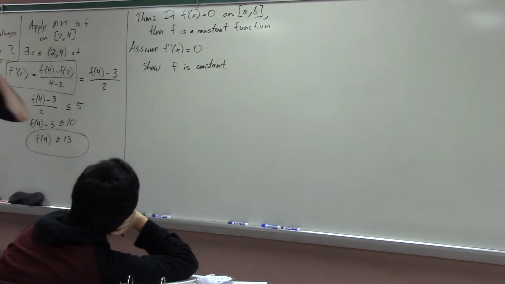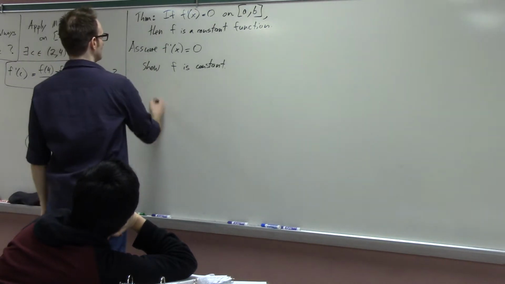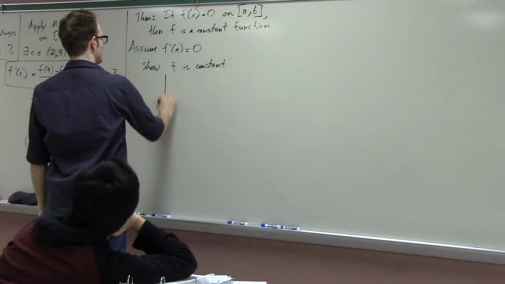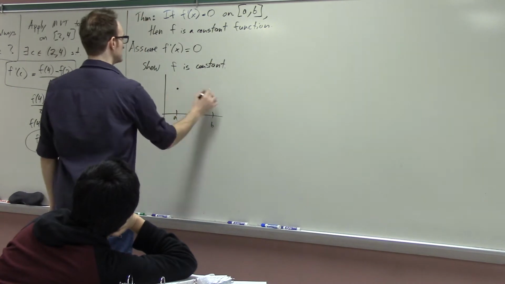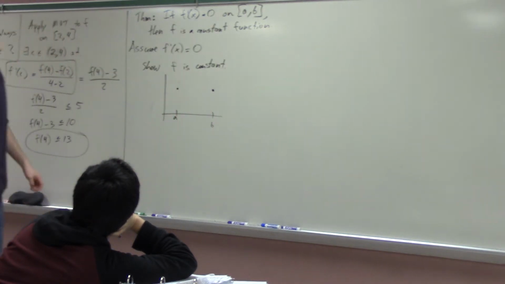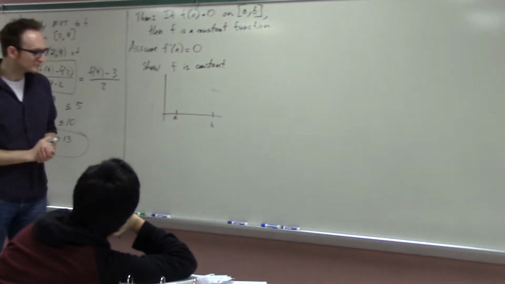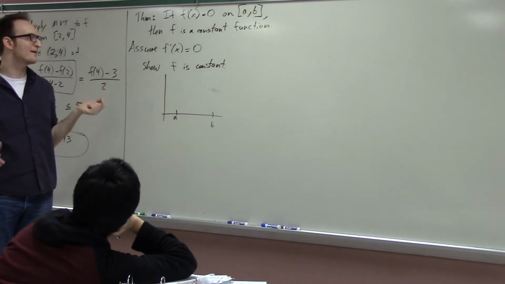How am I going to show that f is constant? Well, I'm going to show that f is constant by picking any 2 points whatsoever on that interval and showing that they are the same. So here's my picture. Here's A, here's B, and now I need to show, well, I don't even know that yet, so I'll erase that. How can I show that this function has the same value everywhere?